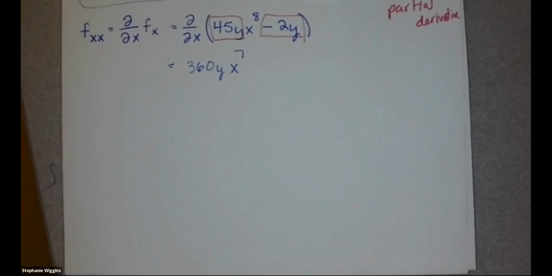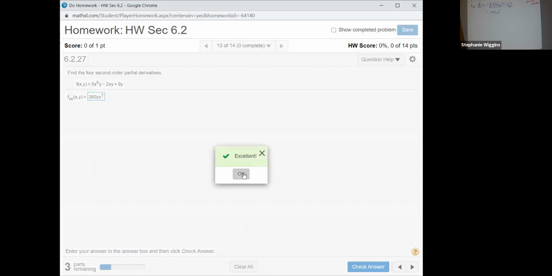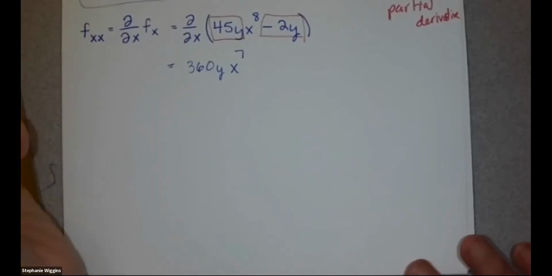Okay, so let me just enter this in to make sure I'm doing it correctly because there's so much going on. So I did xx, that's 360y x to the 7th. 360 times y x to the 7th. I just want to make sure I didn't make a mistake. Good.